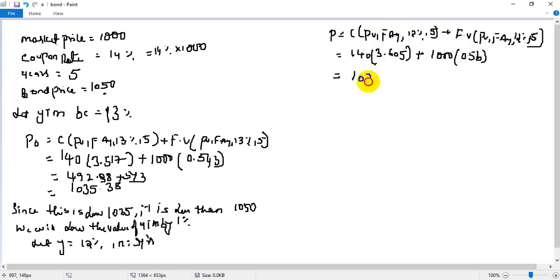You will get 1071.7. So that means your Y lies, it is also not getting 1050, so between 12% and 13%. If you take 13%, you get 1035, which is much less than 1050, and if you take 12%, you get 1071, which is much more than 1050. So what you need to do over here is take the interpolation.